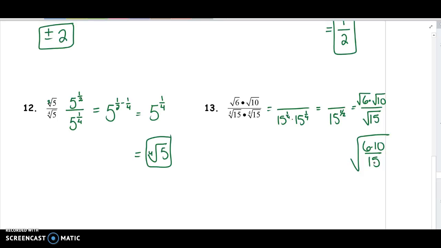What is 6 times 10? And what's 60 divided by 15? 4. What is the square root of 4? Plus or minus 2. And that is a whole lot simpler than whatever we started with.